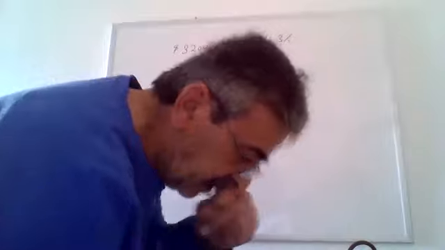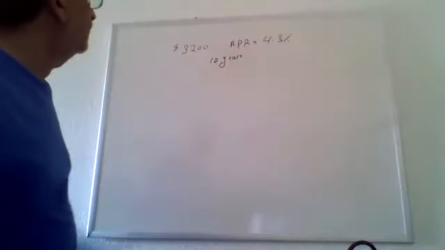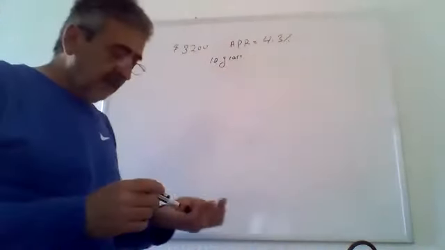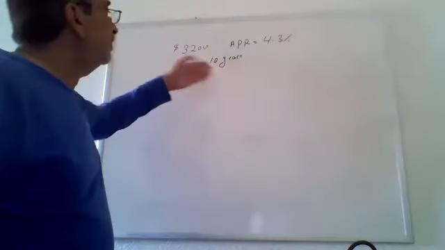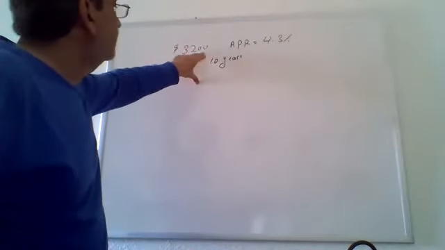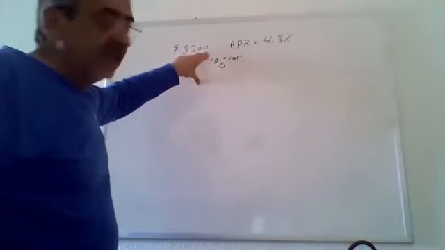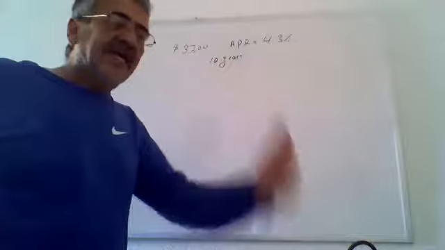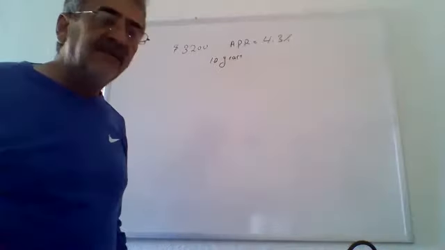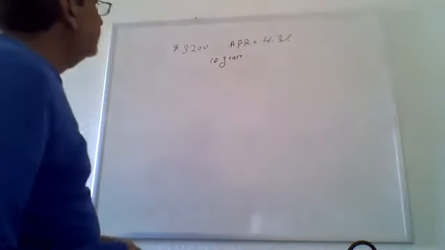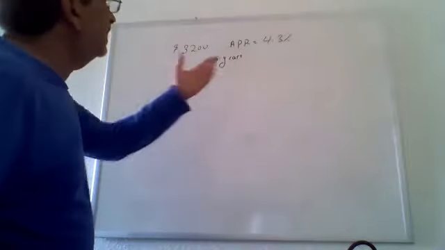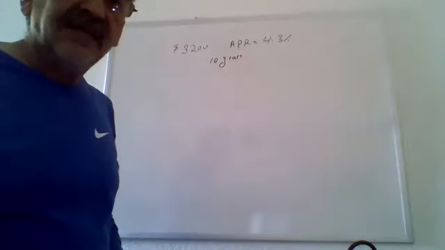Okay, so we need to figure out how much money we have after 10 years. Well, since this is simple interest, notice you only earn interest on the $3,200. Next year, you still earn interest on this $3,200. So every year, you're getting exactly the same interest. So let's go ahead and do that. Let's figure out how much interest you're going to get after 1 year.